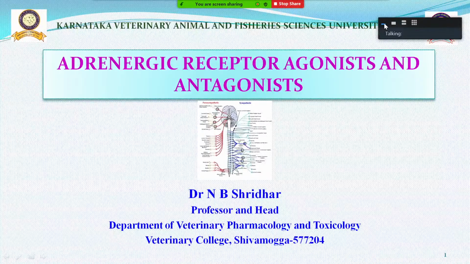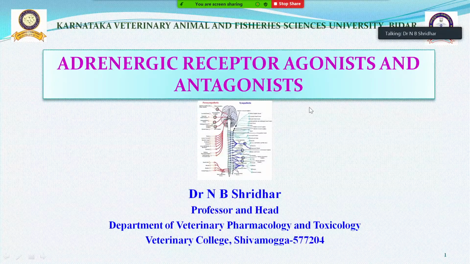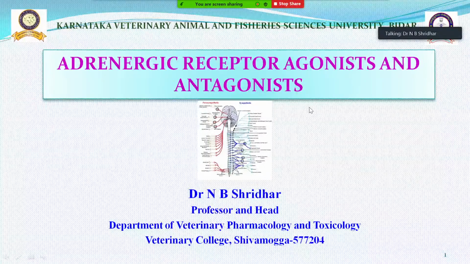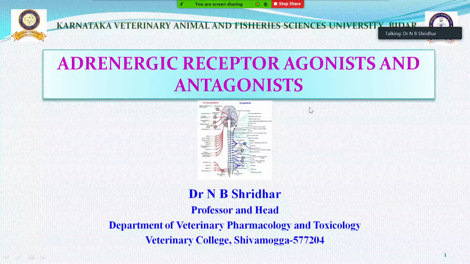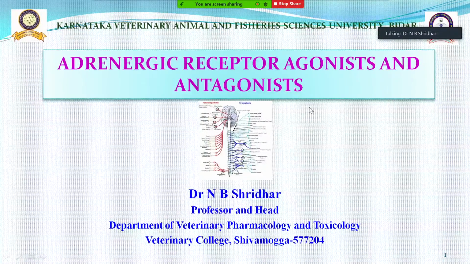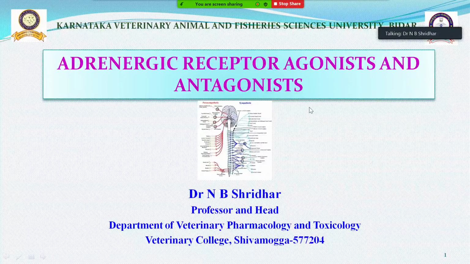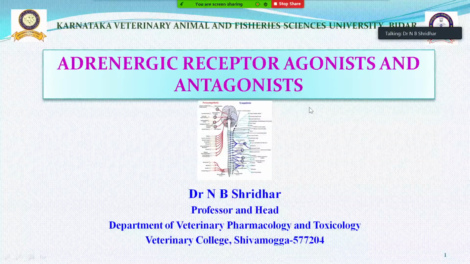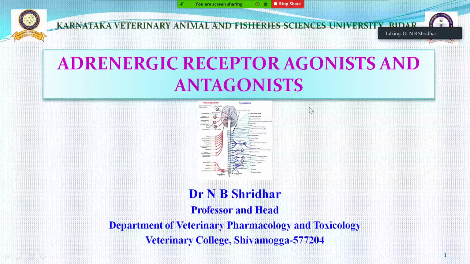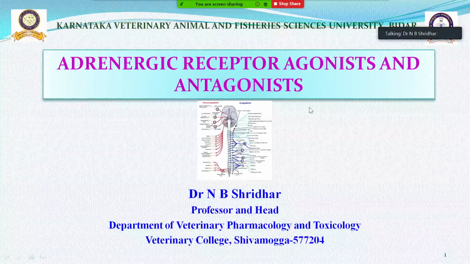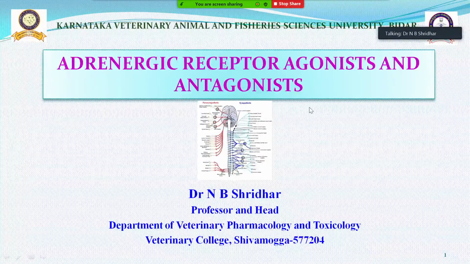So, in the earlier class, we were discussing the adrenergic receptors, different subtypes, and different interactions. In this class, we are going to learn the details about the adrenergic receptors and their agonists and antagonists. Especially now, we are coming to the drugs which affect the adrenergic nervous system and are therapeutically important for a pharmacologist for the treatment of various disorders in cattle.